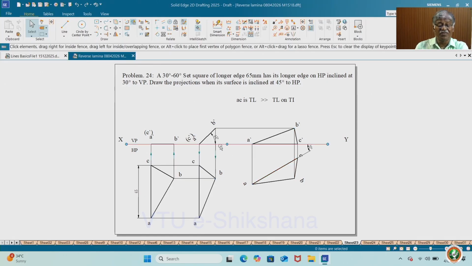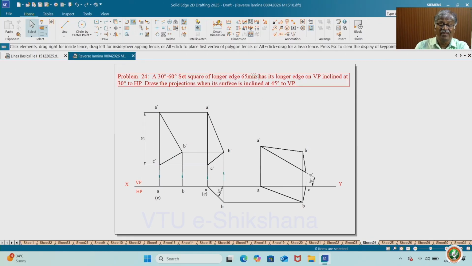So what will be the reverse problem? A 30 degree set square of longer edge 65 mm, with its longer edge on VP inclined at 30 degree to HP. Draw the projections when the surface is inclined at 45 degree to VP. Same thing I will show you here, this becomes the reverse problem. How to get this without working? Just for reference only. You have to work and label properly, but get the reference just by mirroring it.